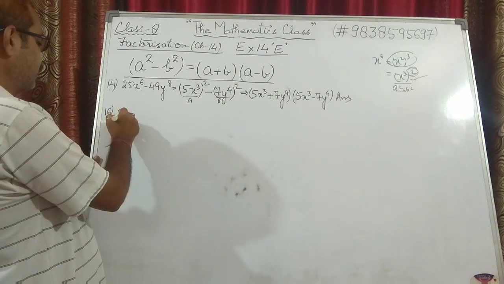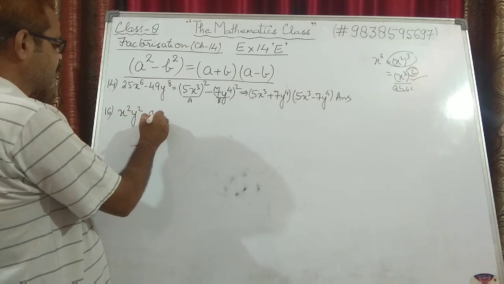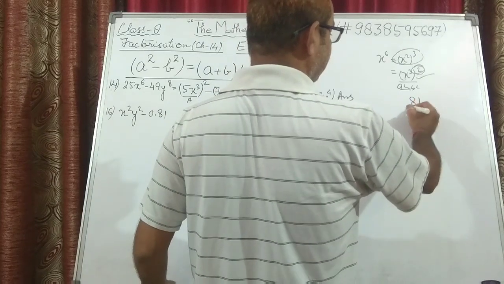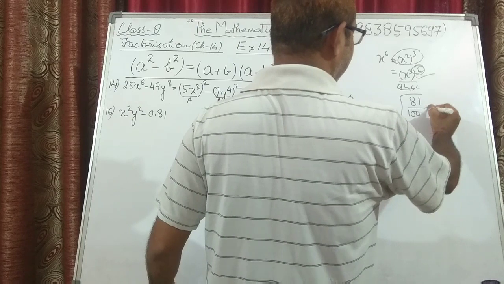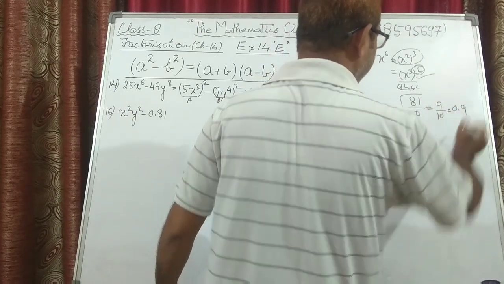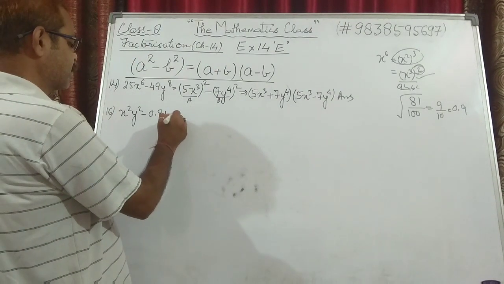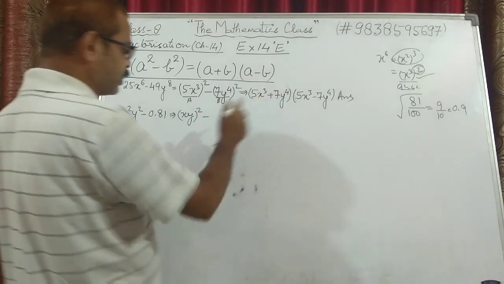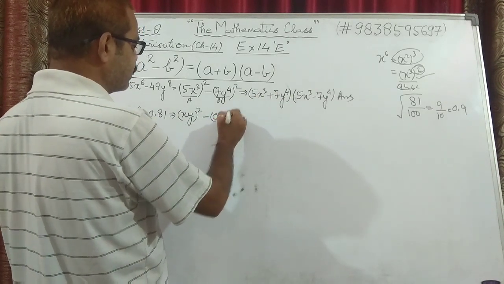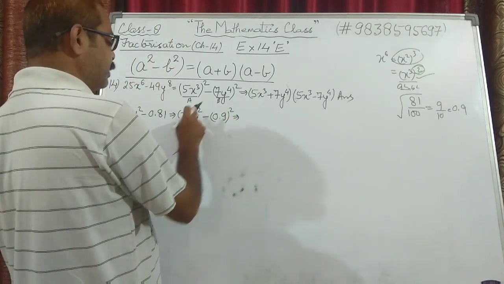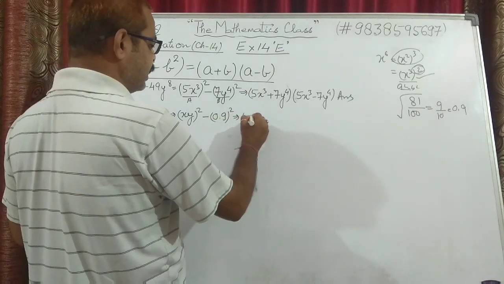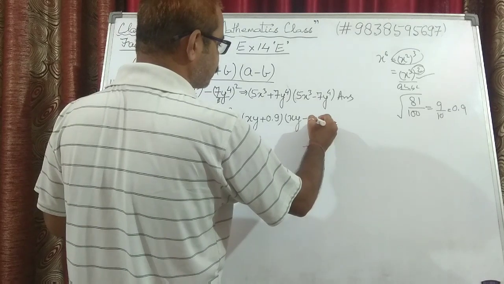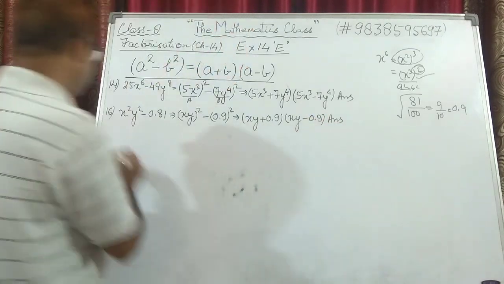x square y square minus 0.81. Now we will find the root of 0.81. We know that 0.81 can be written as 81 upon 100, and if you take its root it will be 9 upon 10, which can be written as 0.9. First, x square y square can be written as xy whole square, minus 0.81, whose root is 0.9, so 0.9 whole square. This is a square minus b square, which can be written as a plus b and a minus b. A is xy, so xy plus 0.9 and xy minus 0.9. That is the final value.